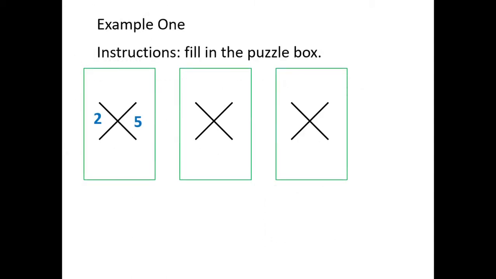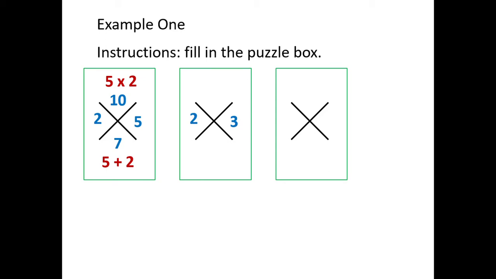Okay, so let's look at our first box. We got our two sides already, and we're going to multiply on the top, and you get 5 times 2, and that's 10. And on the bottom, we're going to add. So 5 plus 2, and that gives us 7. Okay, so let's try again with another one.